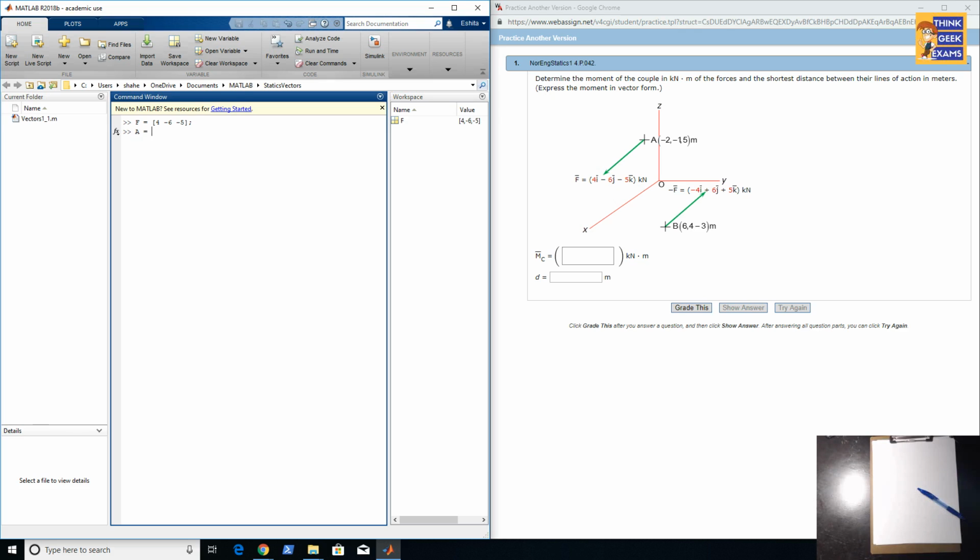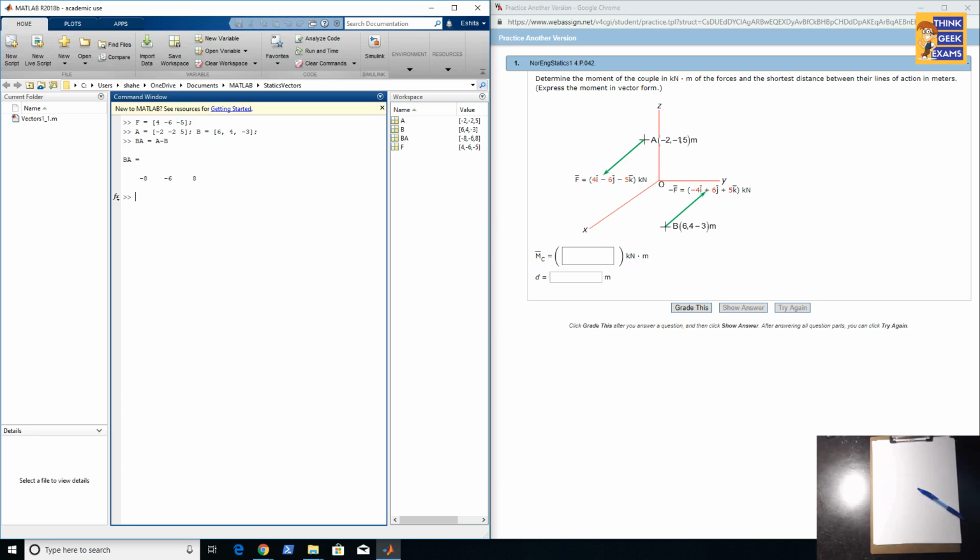A is minus 2, minus 1, 5. And B is 6, 4, minus 3. So we need to find A minus B. BA equals A minus B. And let's see. It's negative. Yeah, that is correct.